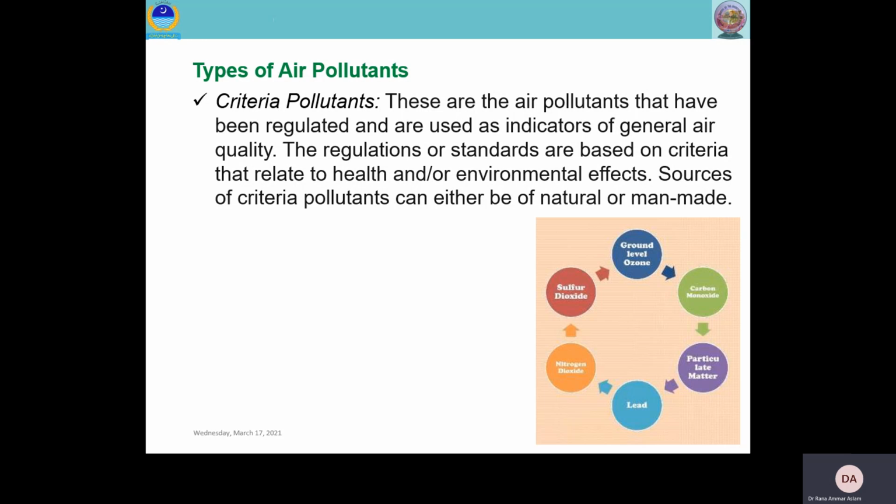pollutants. So these include oxides of sulfur and nitrogen, especially sulfur dioxide and nitrogen dioxide, carbon monoxide, lead, particulate matter, and ground level ozone, right? We will see through each of these criteria pollutants one by one, their sources, their effects on living beings and non-living beings, and then we will move on towards non-criteria pollutants.